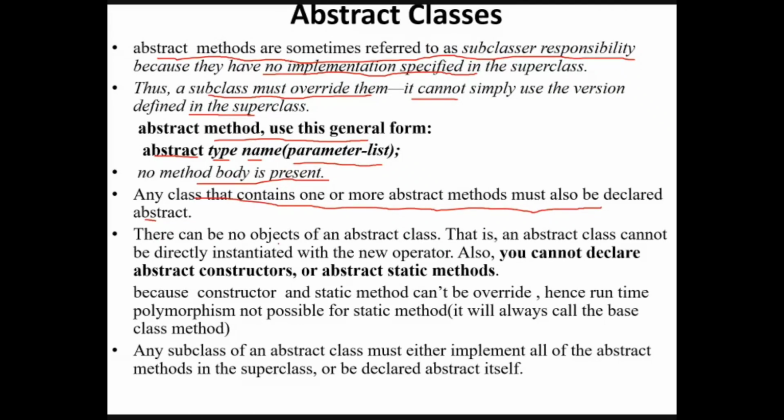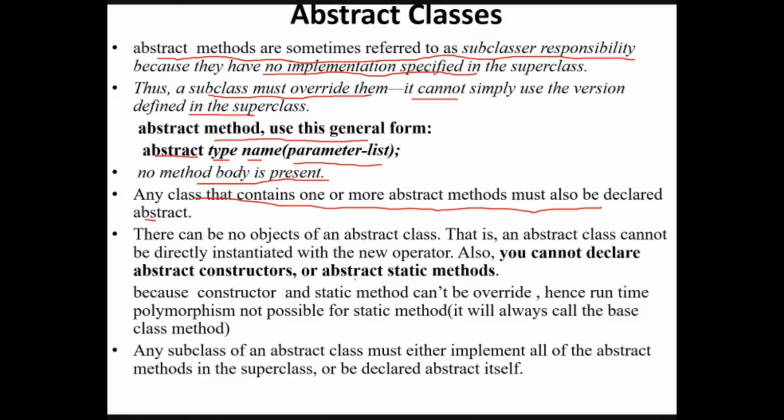So there can be no object of an abstract class. That means we cannot create an object for an abstract class. That is, an abstract class cannot be directly instantiated with the new operator. Also, you cannot declare an abstract constructor. Many abstract methods are possible, but abstract constructors and abstract static methods are not possible.